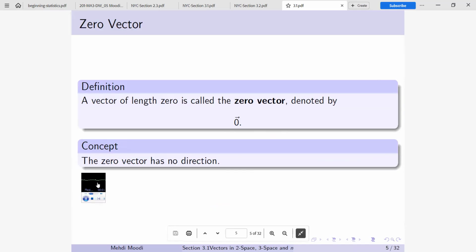The zero vector has length 0, so direction does not really make sense. It is the vector version of doing absolutely nothing, but mathematically.